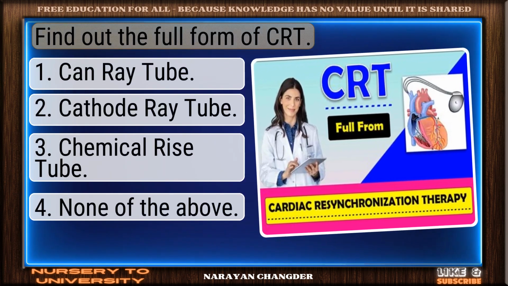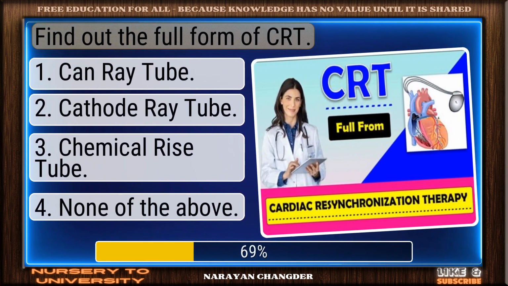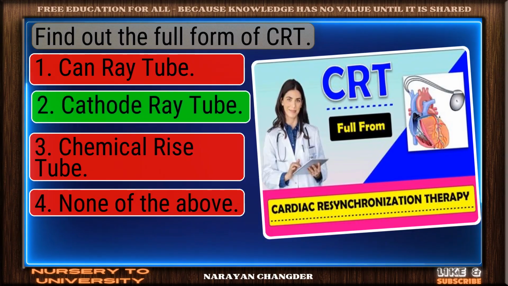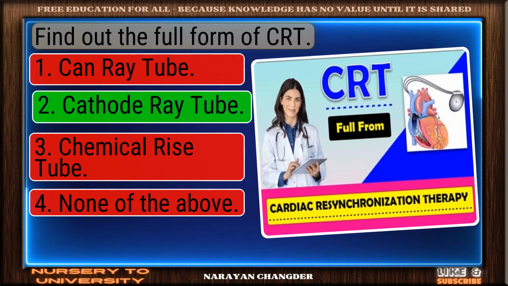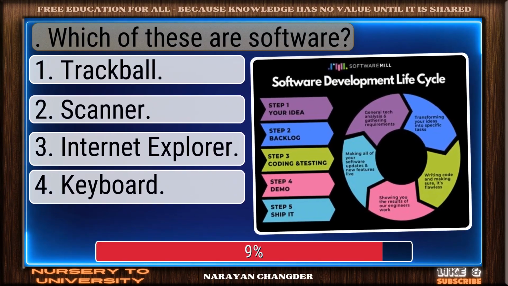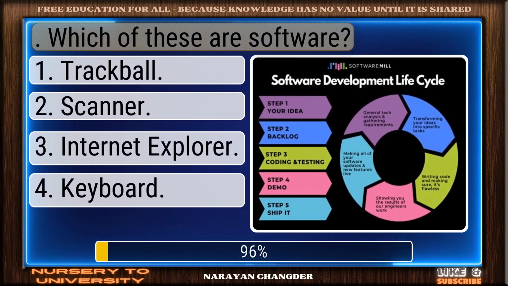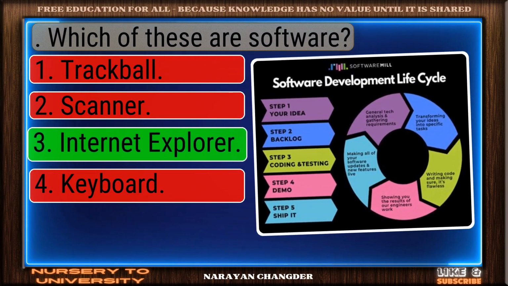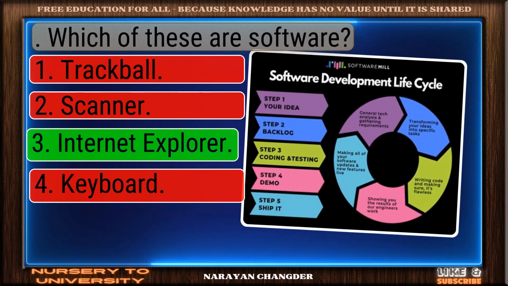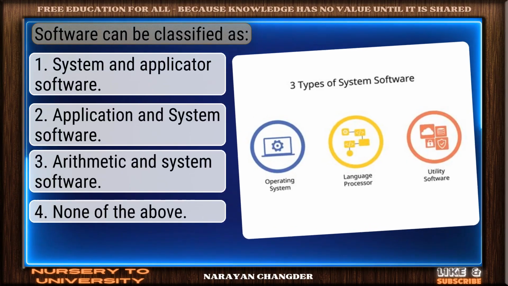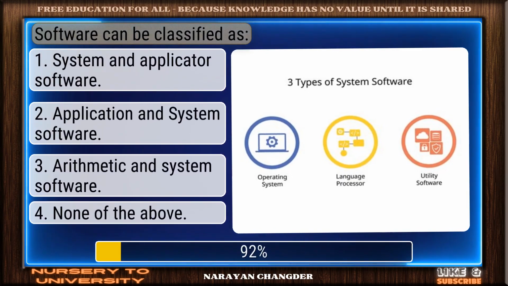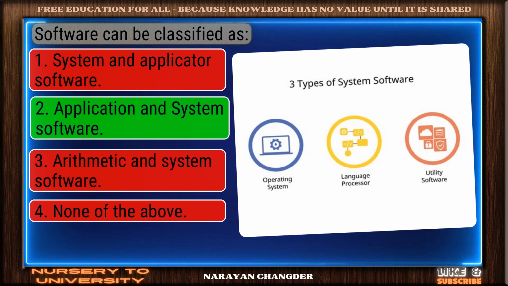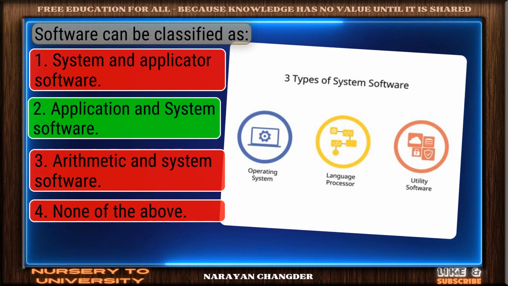Find out the full form of CRT. Perfect. Cathode ray tube is the correct choice. Which of these are software? Nice selection. Internet Explorer is the correct and valid answer. Software can be classified as. You chose application and system software, and it is correct.